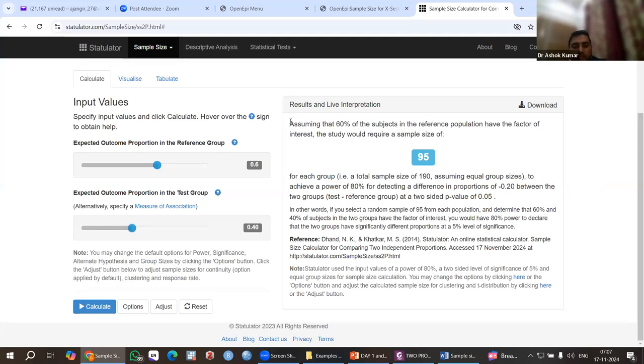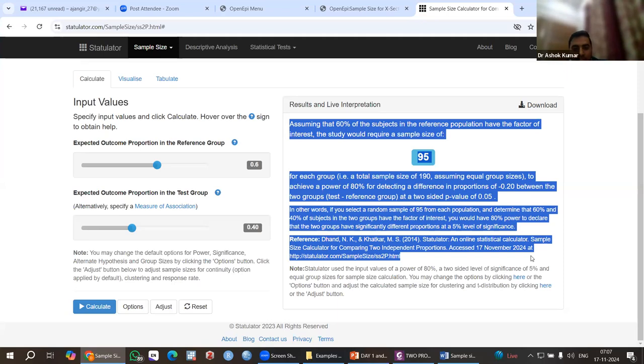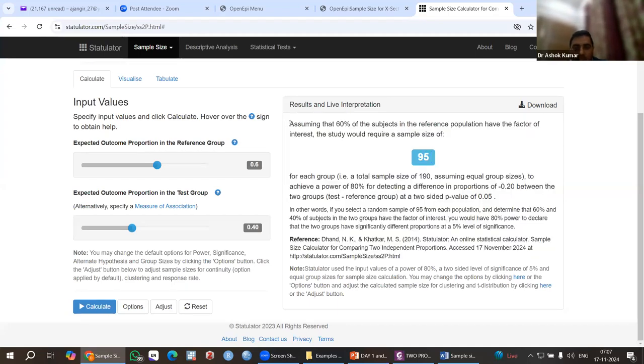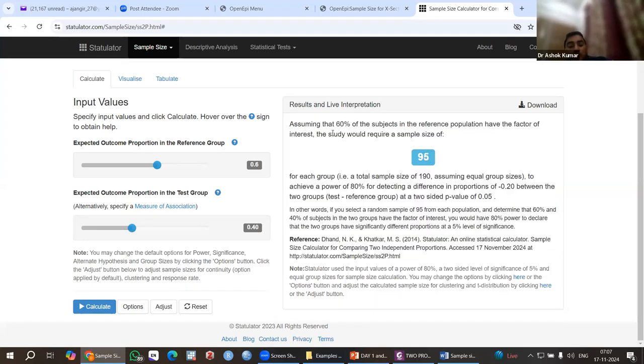You can copy and paste all of this with the reference. Please use the reference, because the authors who made this calculator did a great job for us. They made our life very easy. We can select, copy, and use it for our research paper or dissertation. So it's very easy.